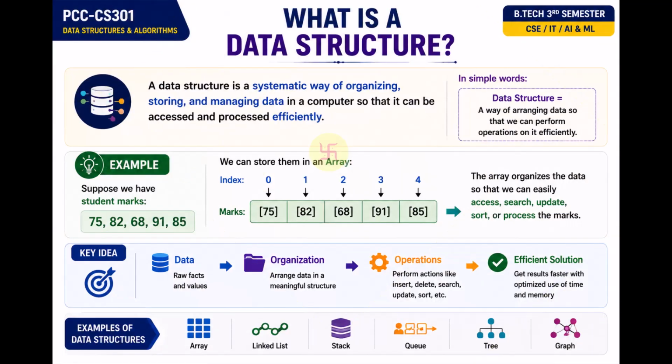Before we classify data structures, let's quickly remind ourselves what exactly is a data structure. Imagine you have the marks of 5 students: 75, 82, 68, 91, and 85. If I simply write these numbers randomly, they are just raw data. But when I organize them in an array, suddenly it becomes much easier to access, search, update, or sort them. So, a data structure is basically a systematic way of organizing and managing data so that we can perform operations efficiently.